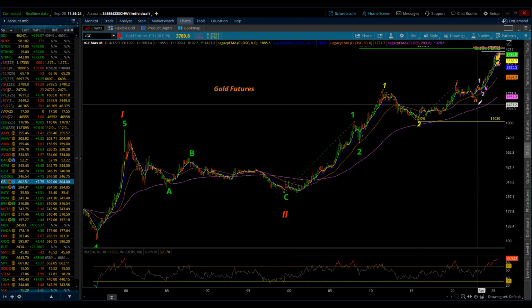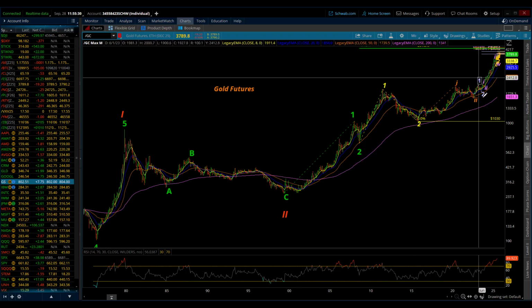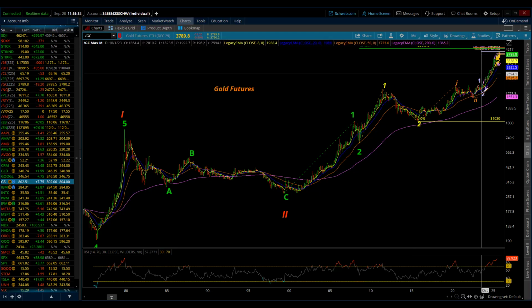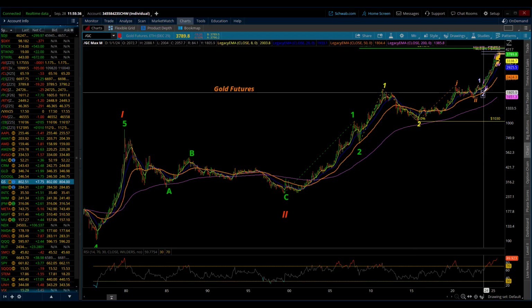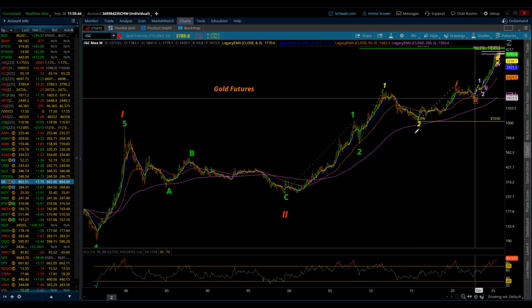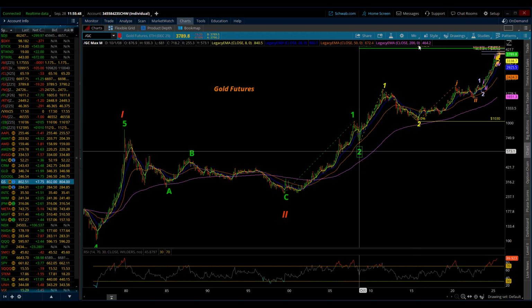So really what gold is demonstrating is that it is subdivided once, twice, three times, four times. Clean four. So we're down to the minute degree. And so we're in minute wave three of minor wave three of intermediate wave three of primary wave three. So I'm going to start breaking this down now.